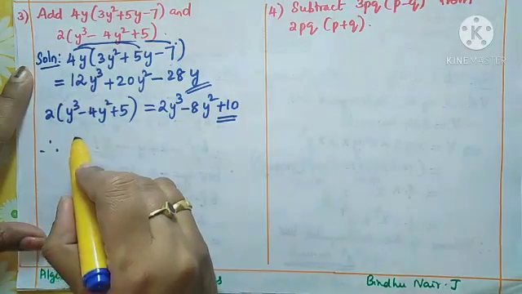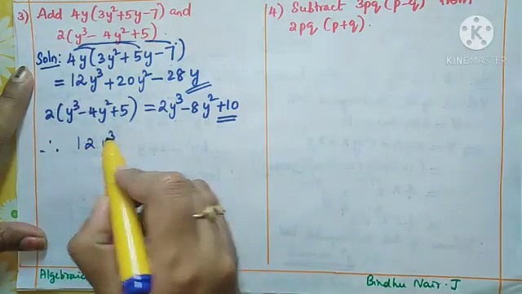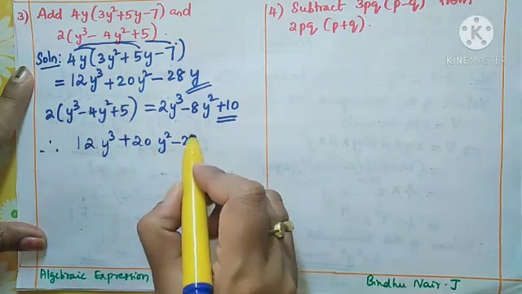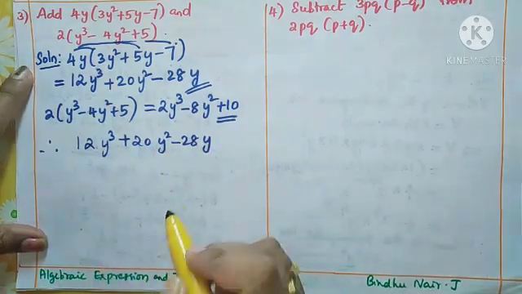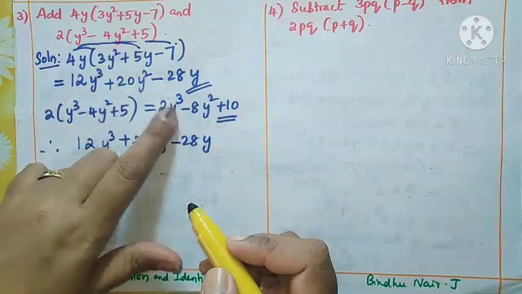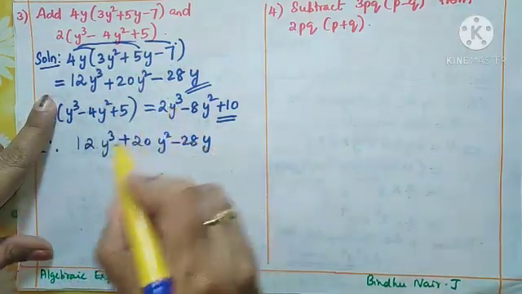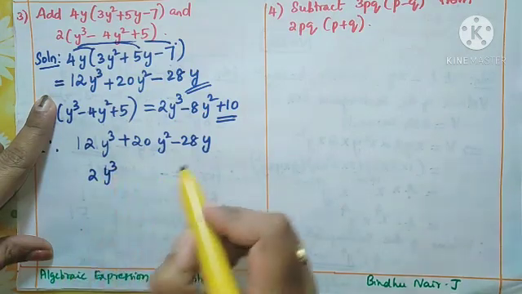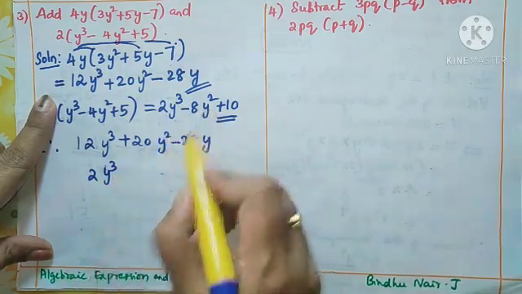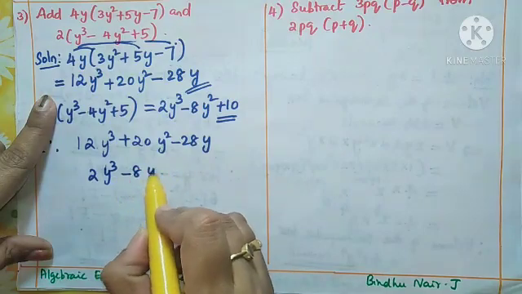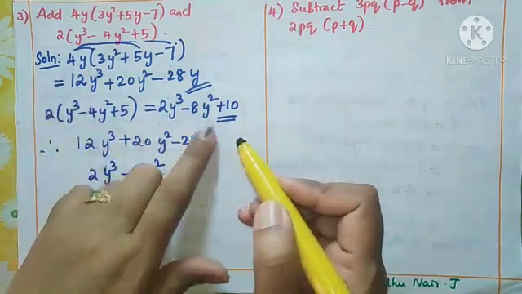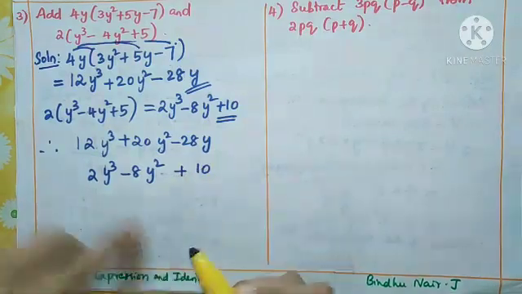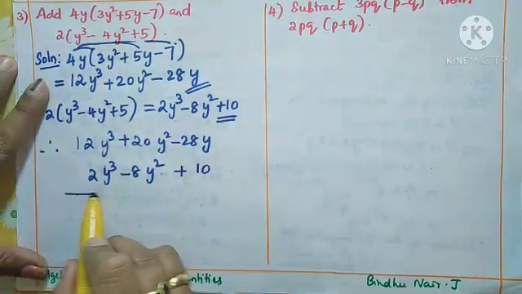So first I am writing the polynomial 12y cube plus 20y square minus 28y. Okay. And down I am writing this second polynomial. So y cube down you want to write y cube. So 2y cube. Okay. Then y square and y square. So minus 8y square. Then you see here constant term is there. So plus 10. Okay. Now we can just add this.